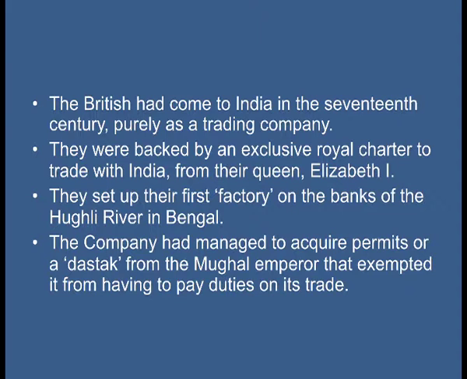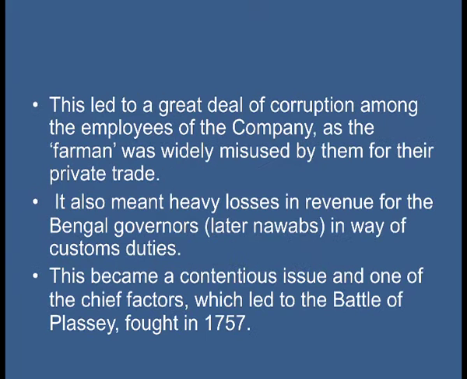They set up their first factory on the banks of the Hooghly River in Bengal. The company had managed to acquire permits or a dastak from the Mughal emperor that exempted it from having to pay duties on its trade. This led to a great deal of corruption among the employees of the company, as the farman was widely misused by them for their private trade. It also meant heavy losses in revenue for the Bengal governors, later Nawabs, by way of customs duties. This became a contentious issue and one of the chief factors which led to the Battle of Plassey, which was fought in 1757 AD.